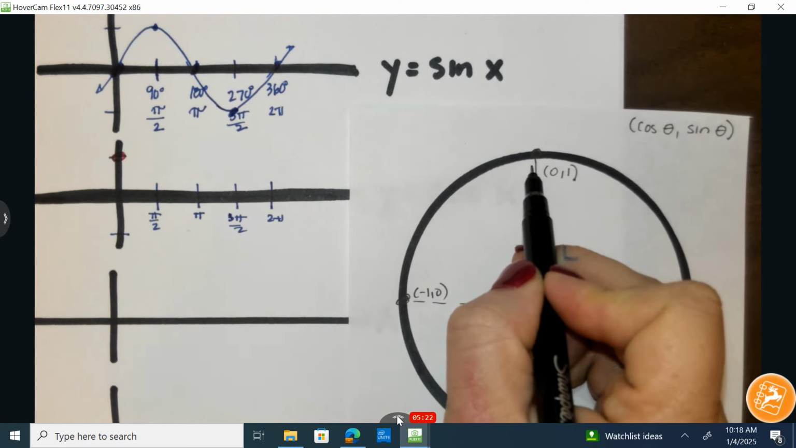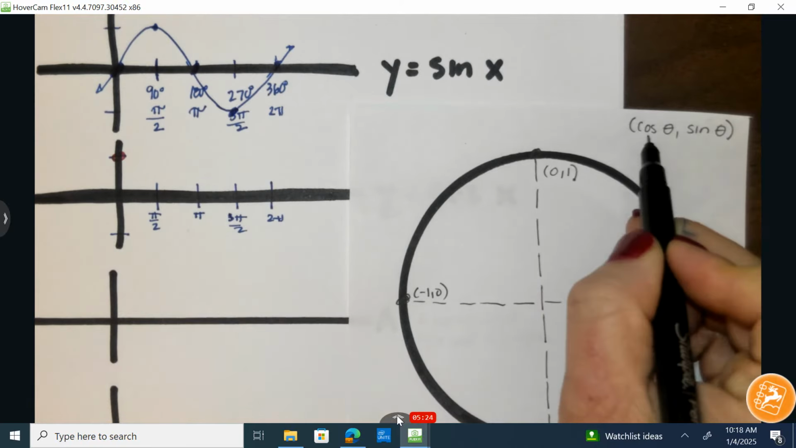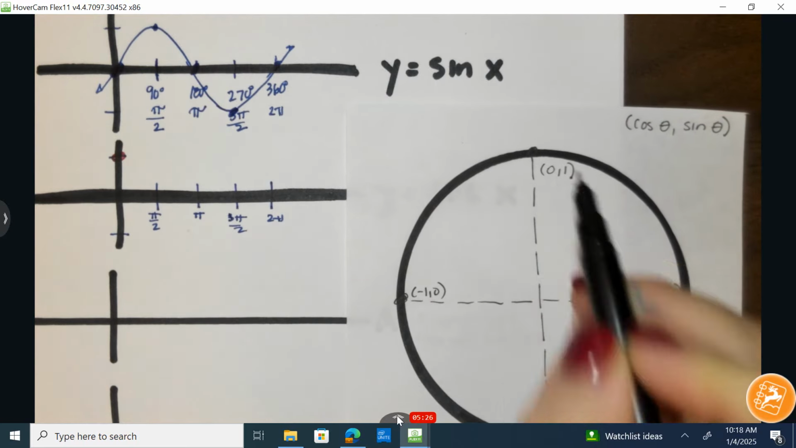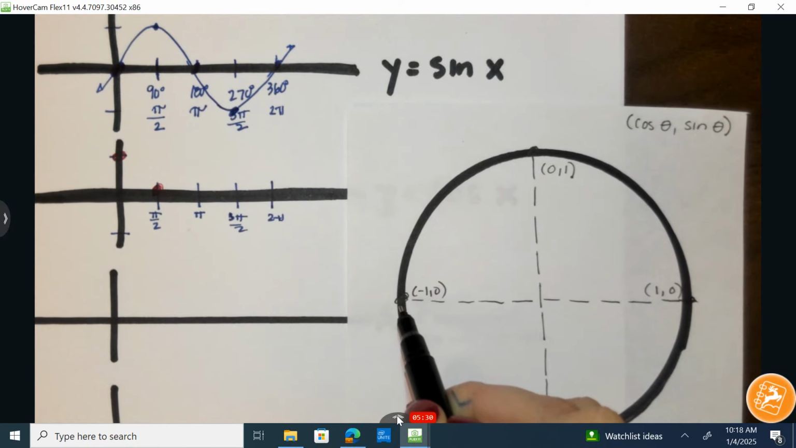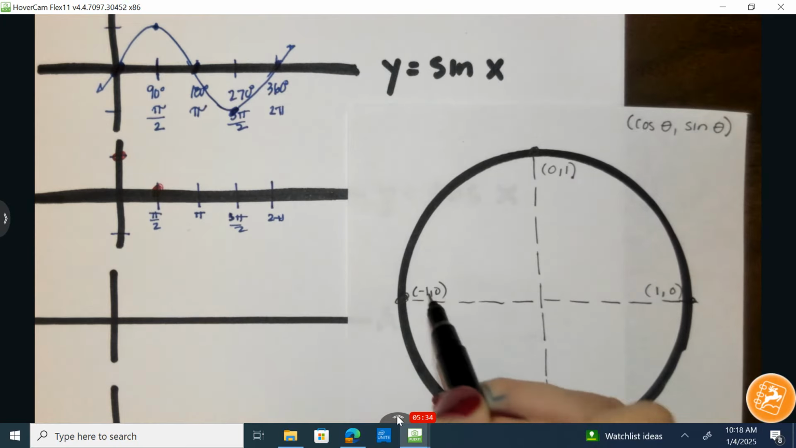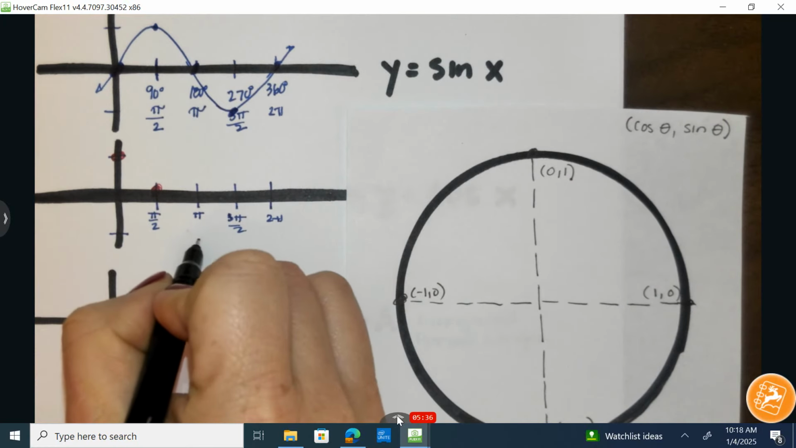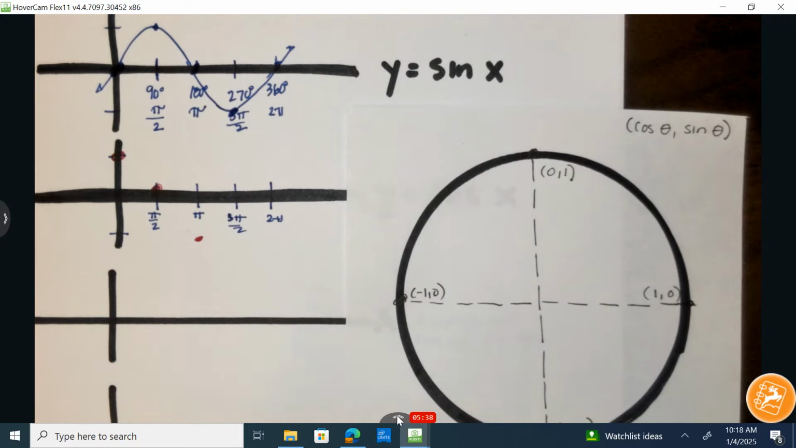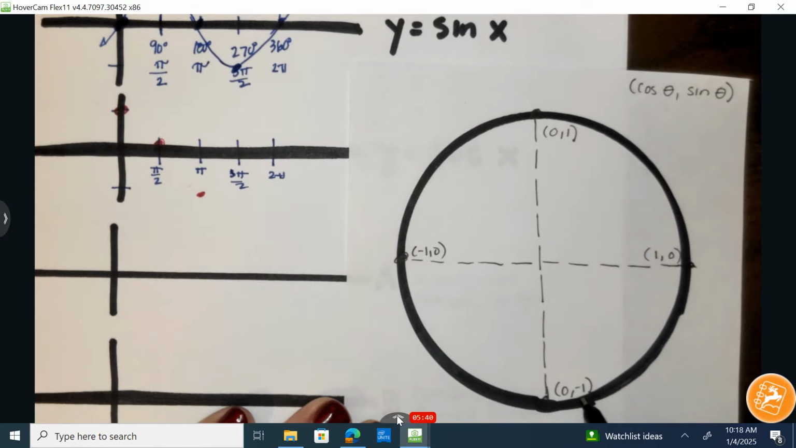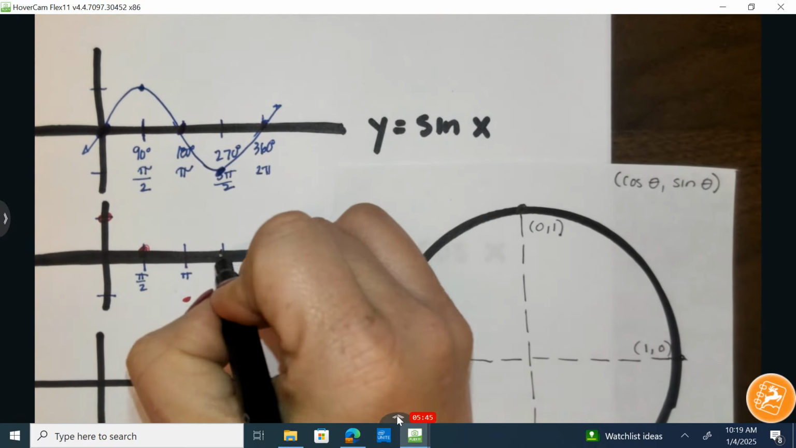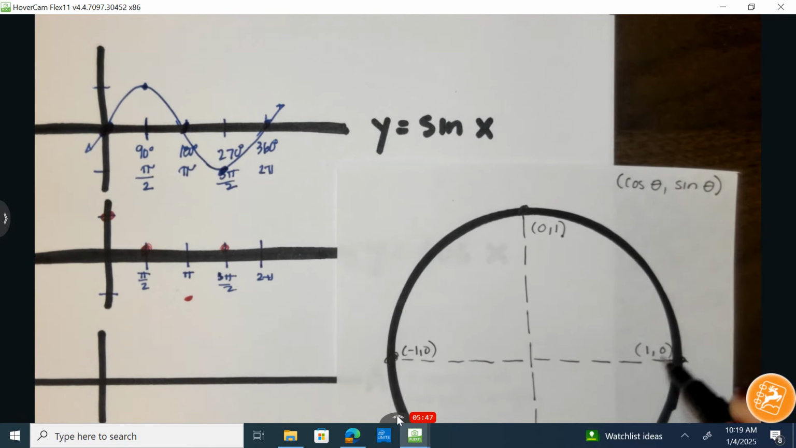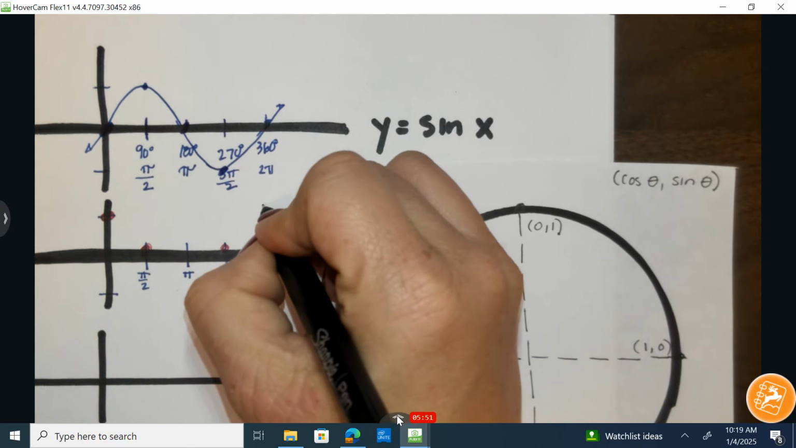Going up to 90 degrees, also known as pi over 2, my cosine value is 0. The output value is 0. At 180 degrees, also known as pi, the cosine value is -1. That's the output. And back down below at 270, or 3 pi over 2, the cosine value is 0. And completing the 1 revolution back up to the top here, we have a cosine value of 1.